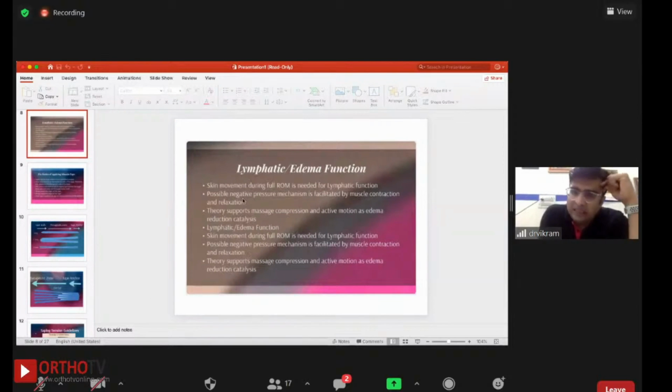Skin movement during the full range of motion is needed for lymphatic function. It basically reduces the negative pressure, facilitated by muscle contraction and relaxation. Theory supports massage, compression and active motion as edema reduction catalysts in lymphatic edema function.